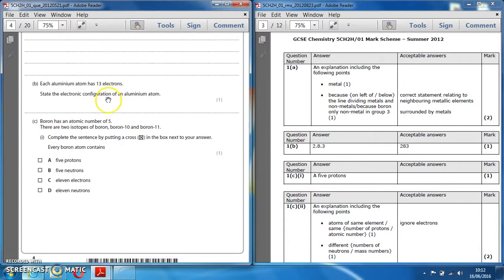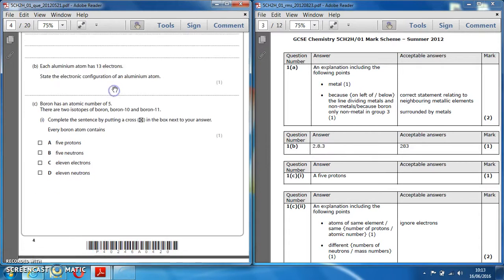When we're looking at an electronic configuration for part B, this means it's going to have 2 electrons in the first shell, 11 left over, 8 electrons in the next shell, so that's 10 used altogether, 3 left over, and then it's going to have 3 in the outer shell. So you'd write that down as it is here in the mark scheme as 2.8.3. That's a total of 13.